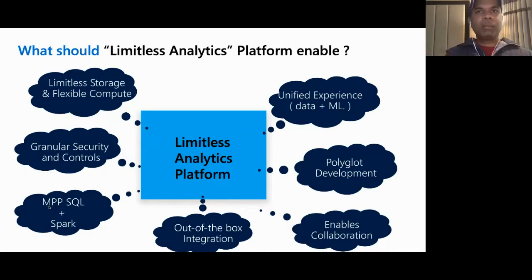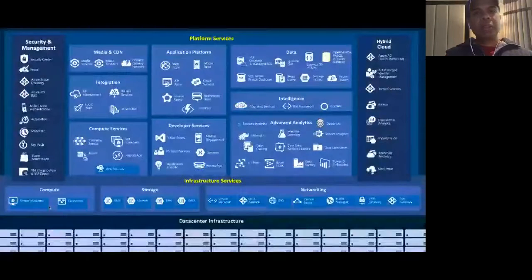So when we look at the Limitless Analytics platform, we're really looking at all of these capabilities being available in one integrated service. Now, Azure is a very big platform built on storage, compute, and network, as you can see in the slide, a very heavy slide. Don't bother looking at individual components. The essence of this slide is that there are so many products that can help you on Azure. I don't want to spend too much time.